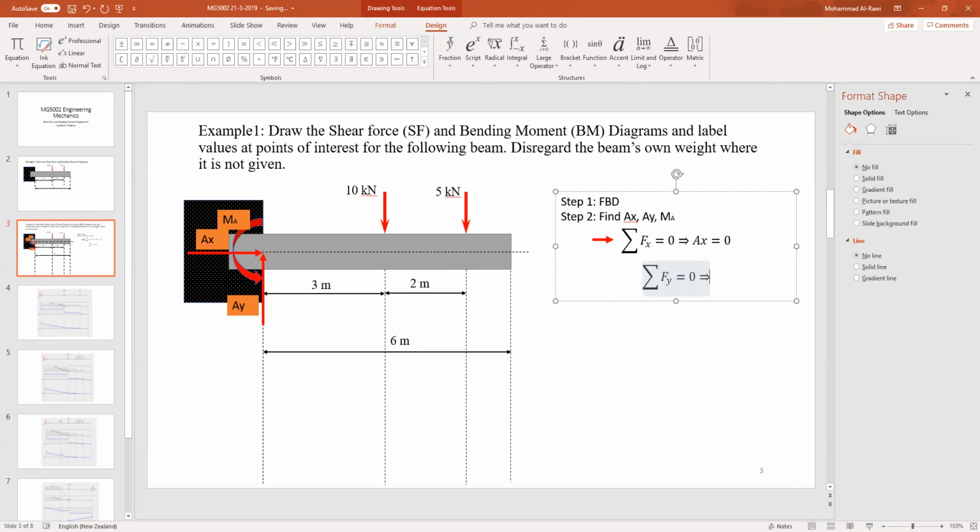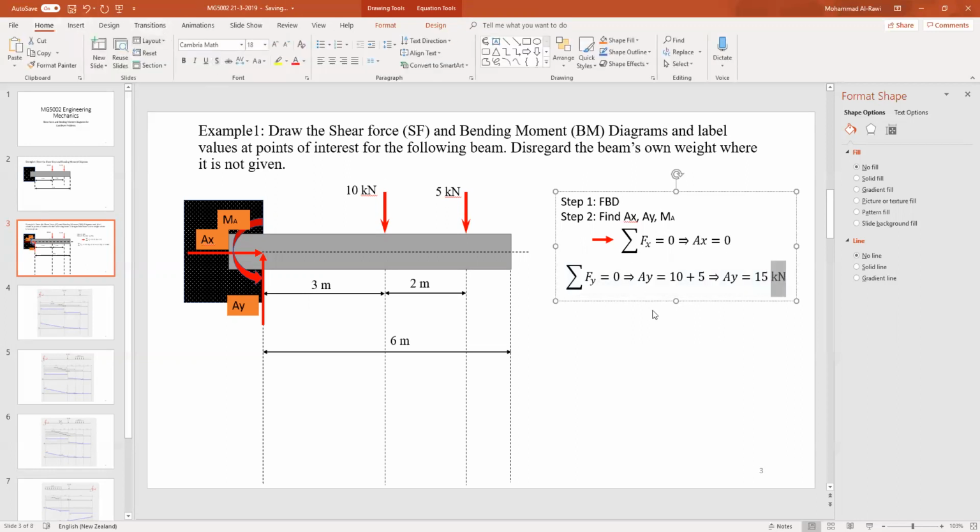Of course, going upwards is positive, therefore Ay equals the remaining of the forces on the other side. So Ay is going up as one force, and you have 10 plus 5, those forces going down. And that leads for us to the support reaction Ay equals 15 kilonewtons. Please don't forget the units. They are very important in our calculations.